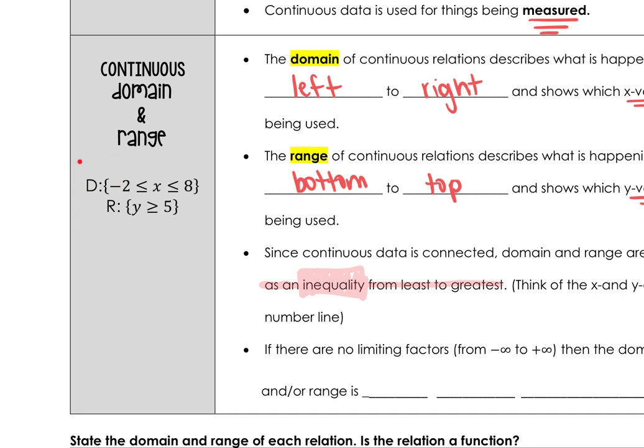Something like your domain might be written like a compound inequality where x is between this minimum and maximum x value. And then our range, well, maybe the graph is just anything above 5. So that would just be a single inequality. Okay, we'll look more at that in a second, but this is how domain and range will be written when we have a continuous function, okay?